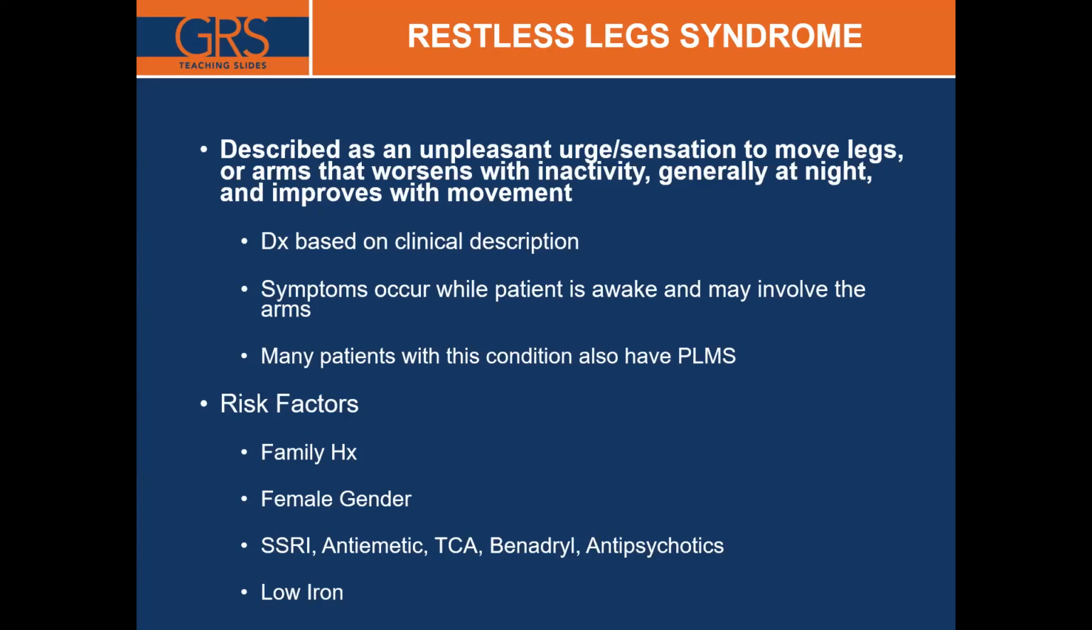Many patients who have this condition also have periodic limb movement syndromes. There's a family history genetic component to it. Females are at higher risk than males. And certain medications may increase the risk for restless leg syndrome as well: SSRIs, antiemetics, tricyclic antidepressants, Benadryl, antipsychotics, and as we talked about before, low iron.